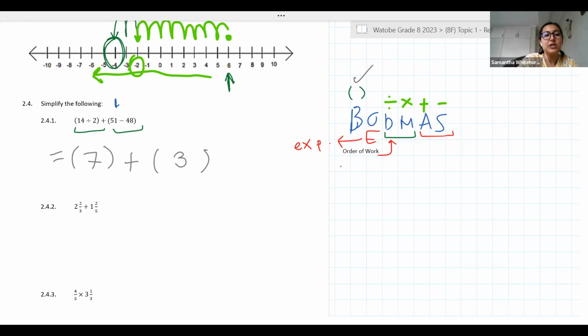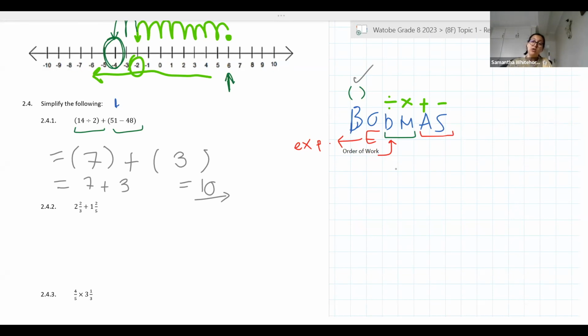Now, essentially, because I've simplified those brackets, they actually fall away. And so what I'm actually left with is just an addition sum here, 7 plus 3. And I think you can all probably tell me with a lot of confidence that 7 plus 3 is 10. Excellent. Well done. Now, guys, it is super important that we follow BODMAS. If we don't, we're going to get different answers, or we're going to get the incorrect answer. And that is just from not following the order of work.